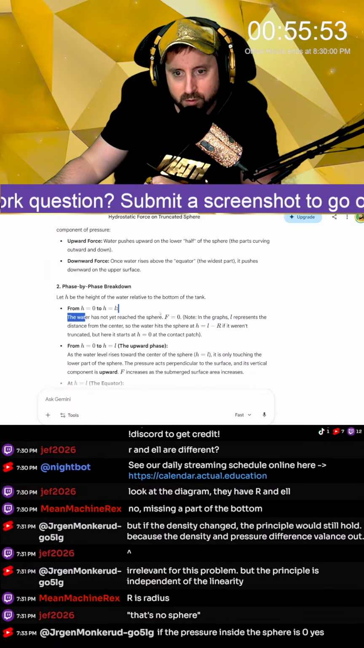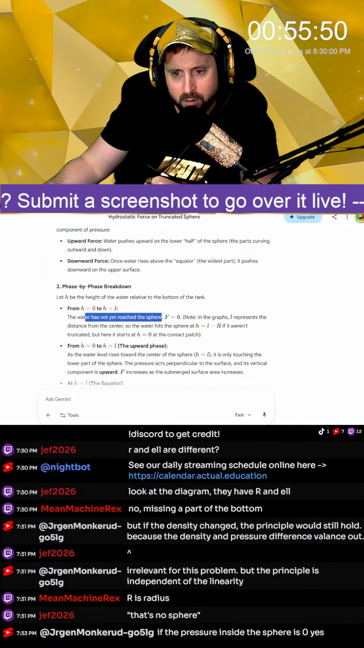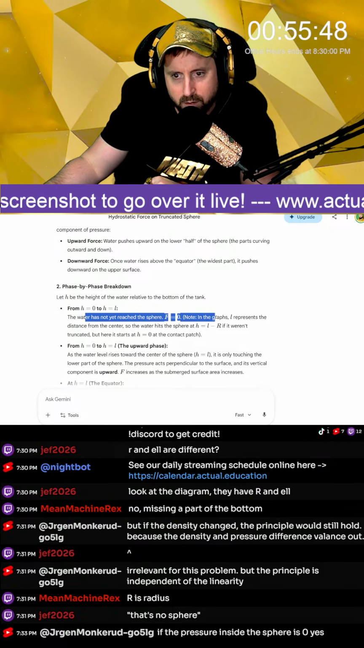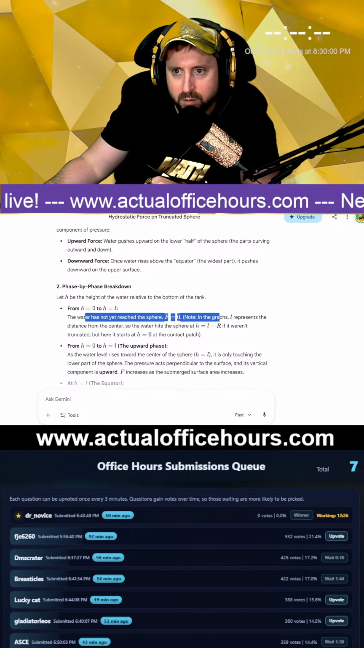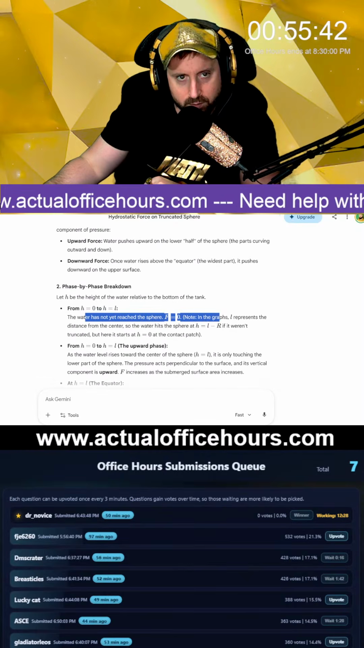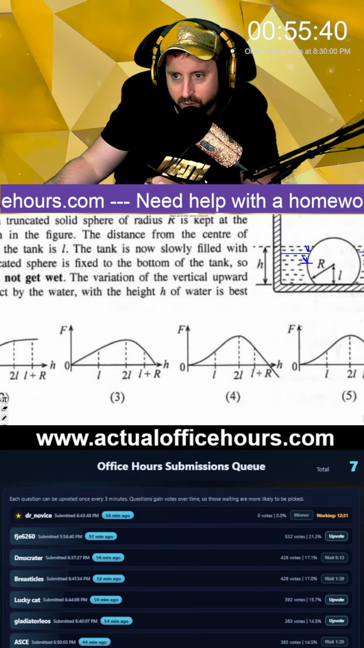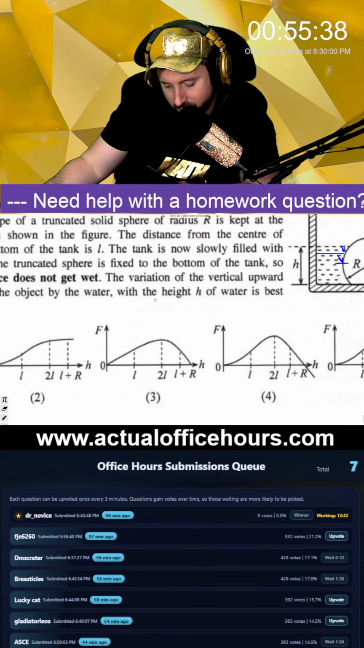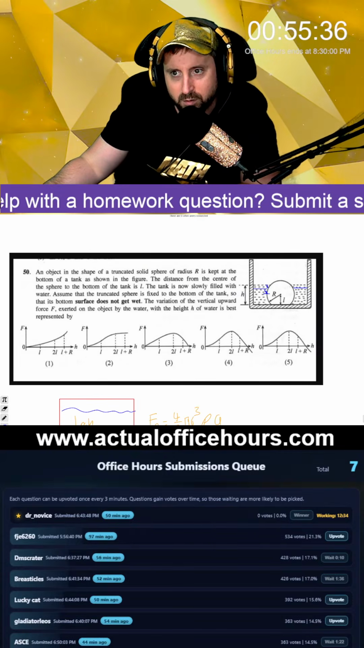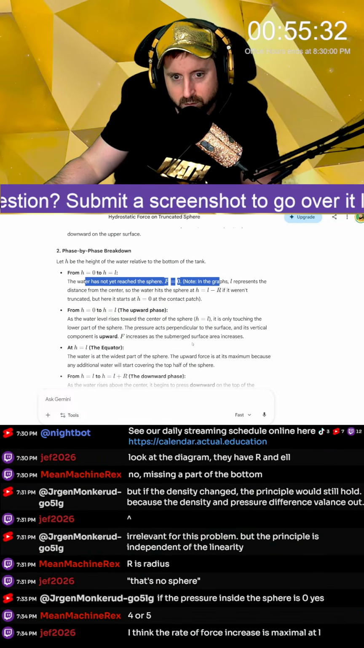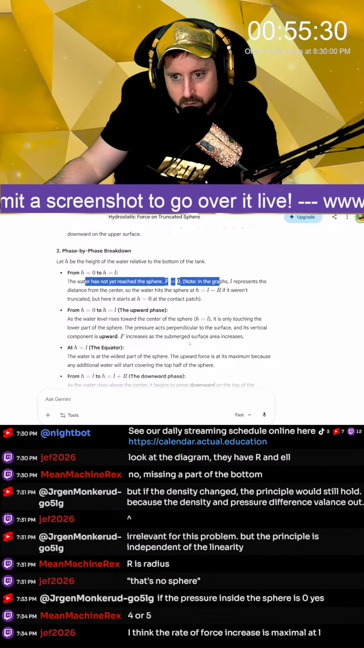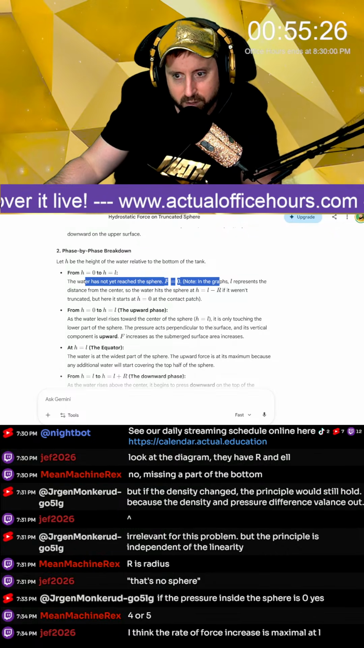The water has not reached the sphere. F equals 0. Wait, what does it mean? What? I think Gemini's messing up, because the water's definitely reached the sphere at H equals 0. Pressure acts perpendicular to the surface.